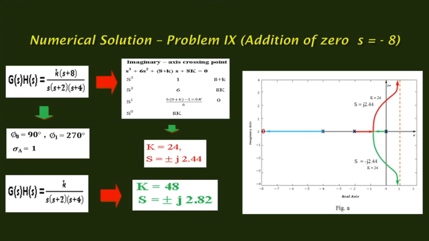So I have seen that the effect of gain K depends on the movement of poles and zeros of the system.